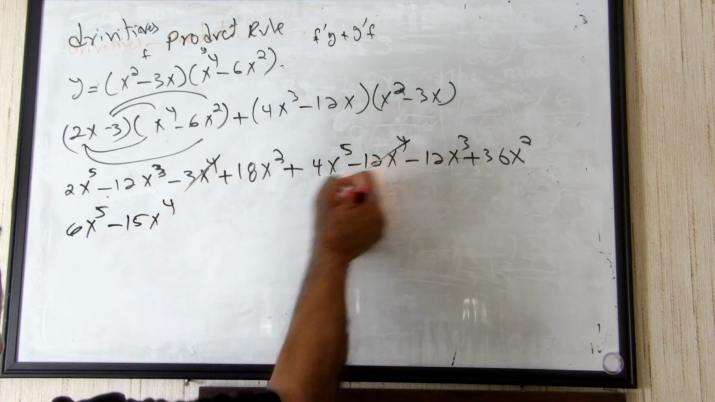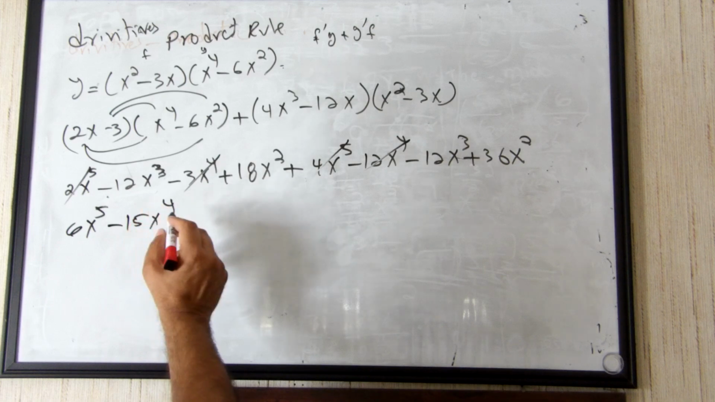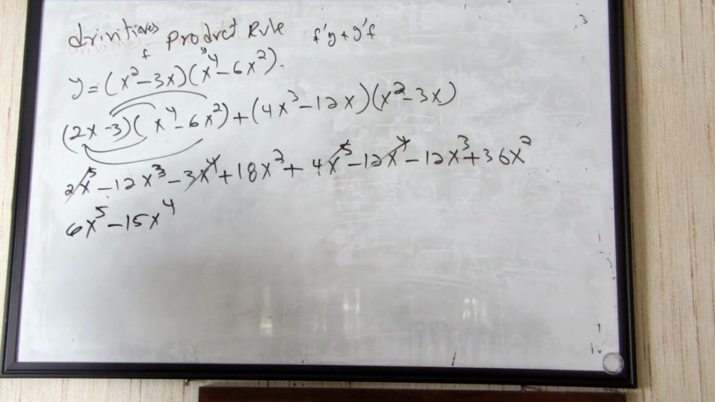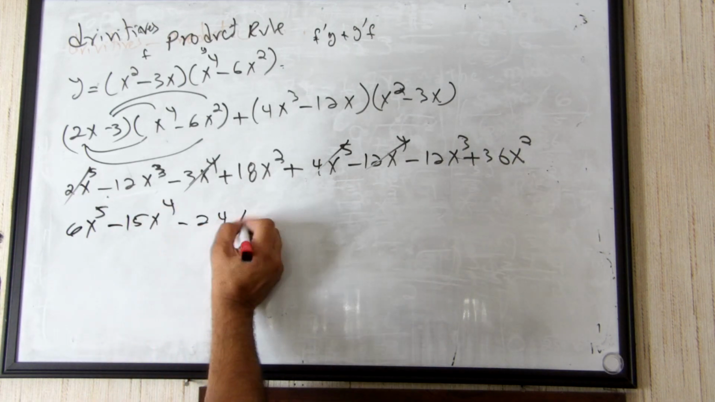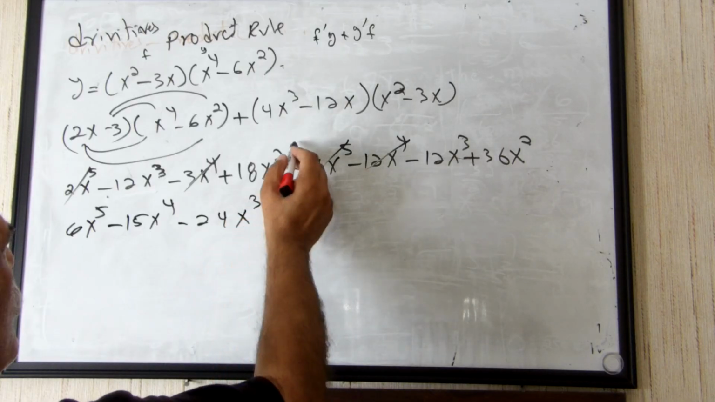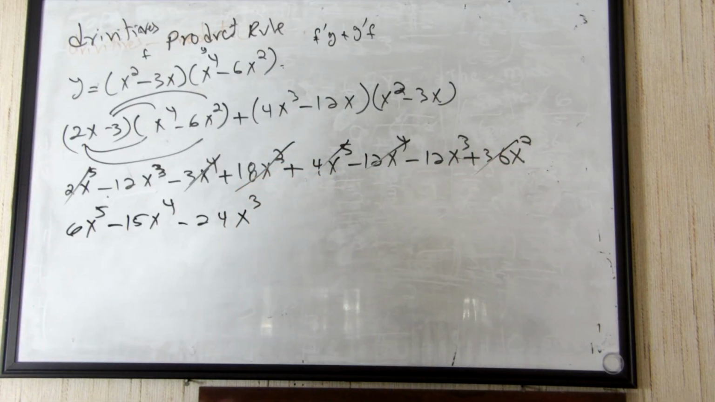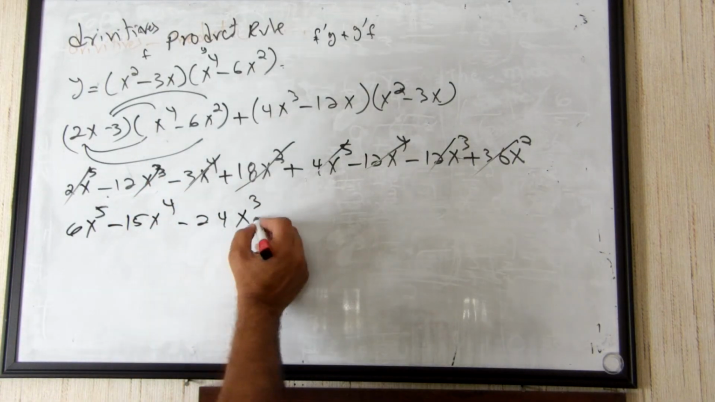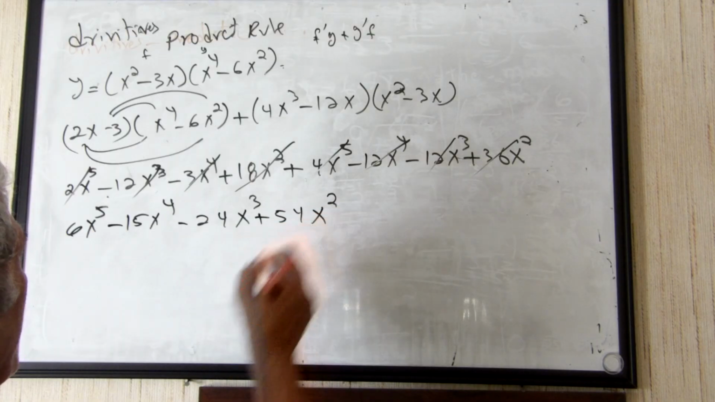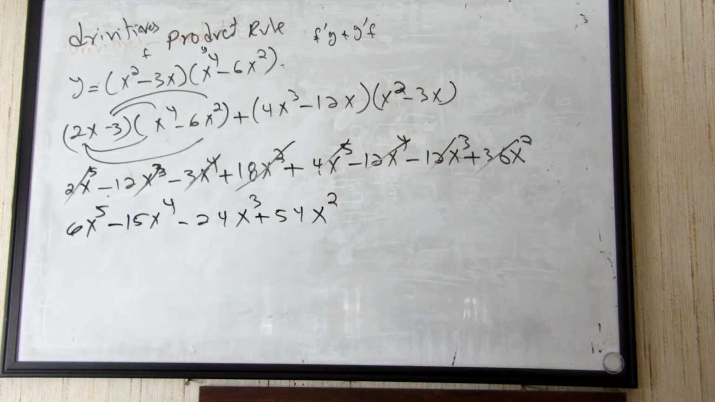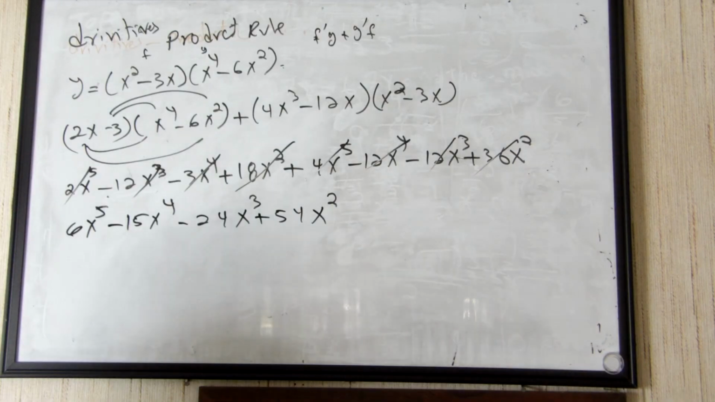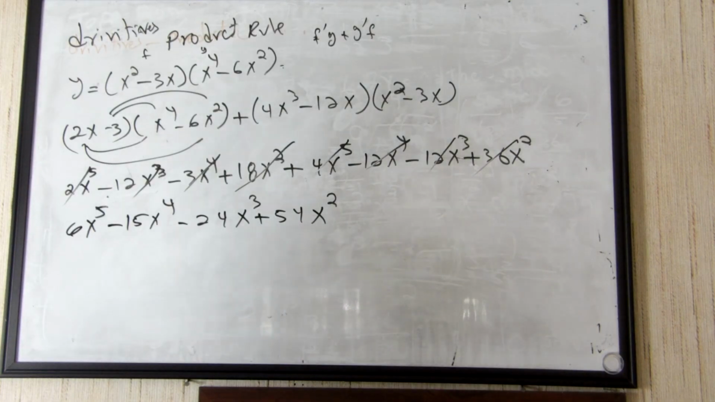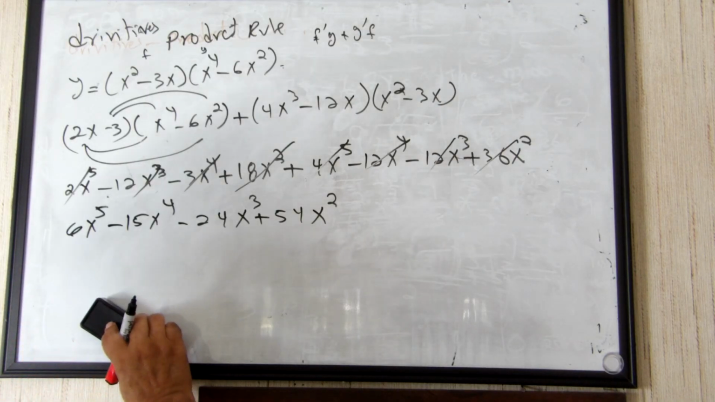Okay, we got this one, and then the x^3, minus 12 is going to be minus 24x^3, and then x^2 is going to be 18 plus 36, 54x^2. So this is the product rule. Okay.